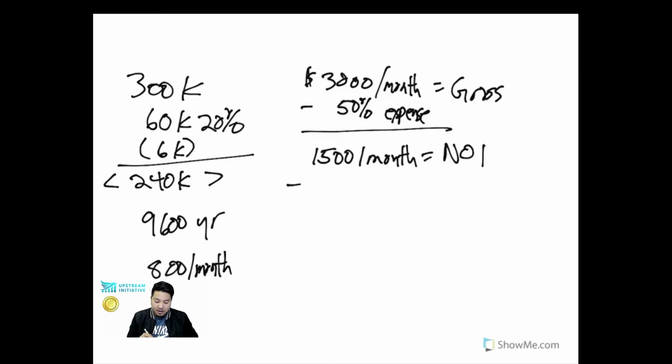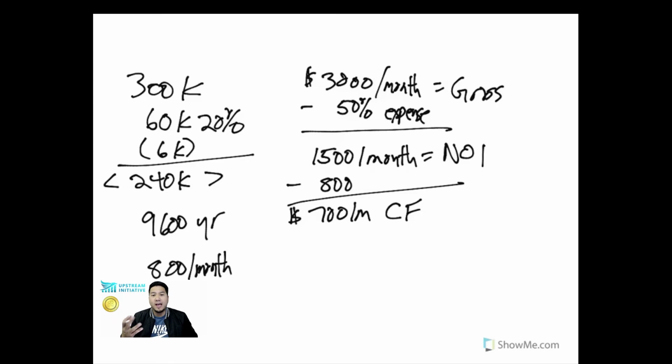Now we have to subtract the debt, $800 per month. That means you have a $700 per month positive cash flow. Cash flow is awesome. When we analyze a deal and we're looking for the returns, we always want to look at it on a yearly basis. So we're going to multiply this number by 12, and that's going to give us $8,400 per year. That is your cash flow for the year.